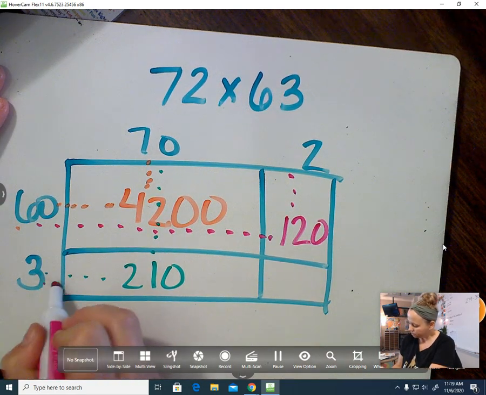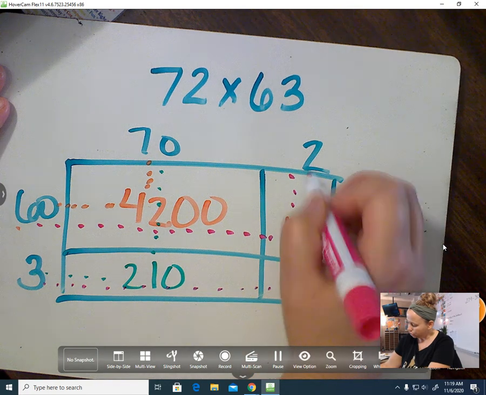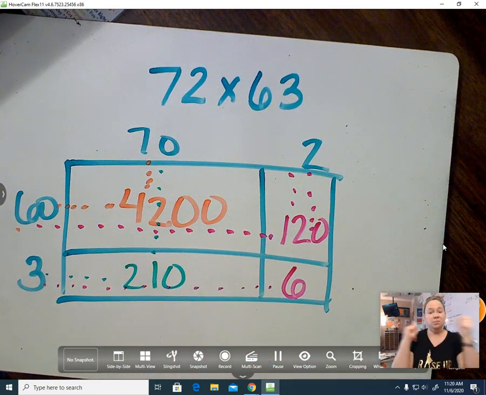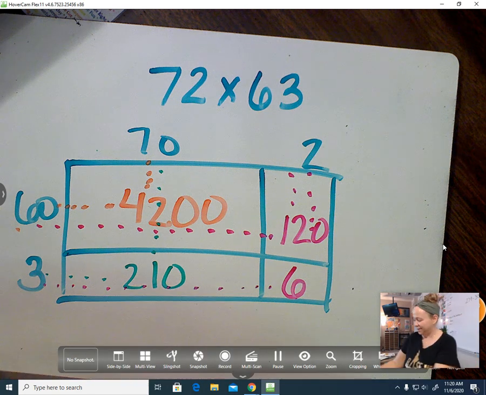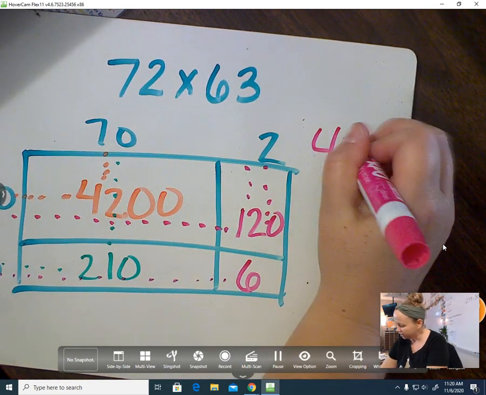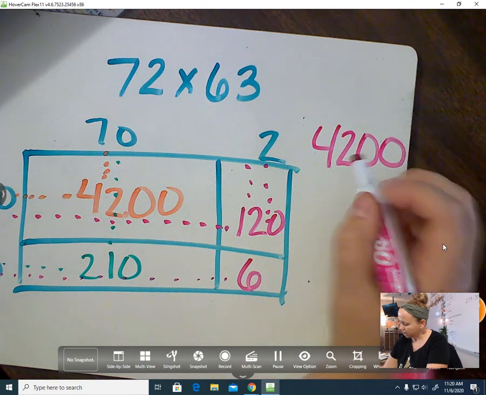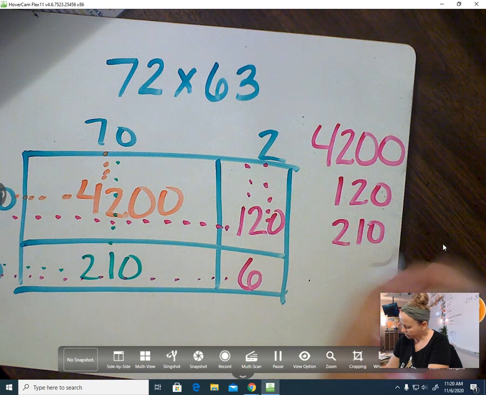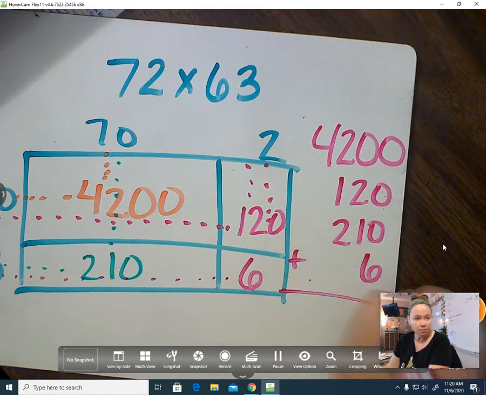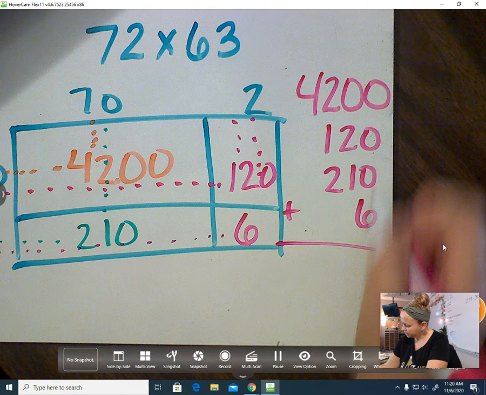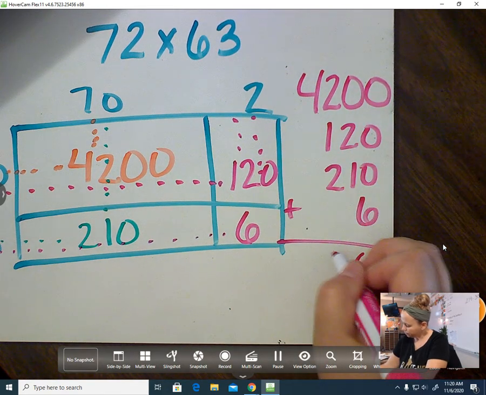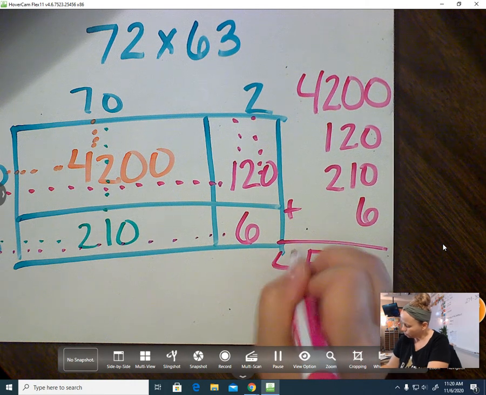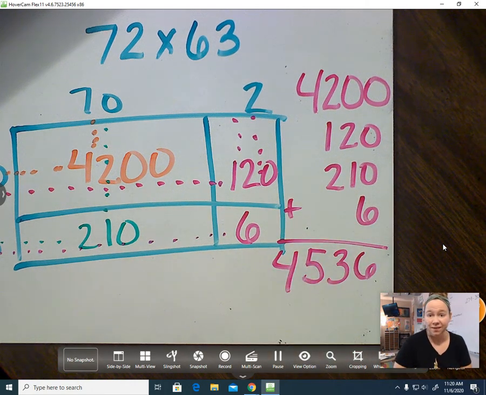And let's do this last one. 3 times 2 is 6. We broke them apart. We multiplied, time to put them back together. All right, here we go. 4,200 plus 120 plus 210 plus 6. Let's see if you got this one right. 4,536. Is that what you got?